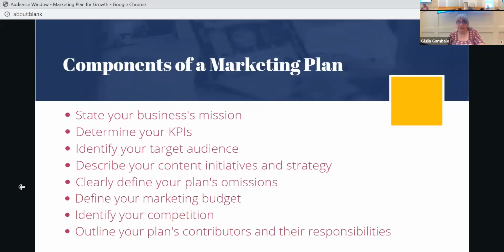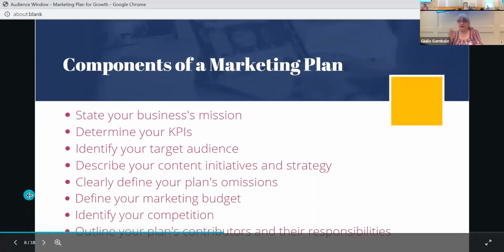Identify your competition and then outline your plan's contributors and their responsibility. Again, super huge. A lot of times when people start their businesses they're solopreneurs, which I was for about 5 or 6 years, and now I have more partners and contractors and vendors. But even so, whoever is contributing to your marketing, and remember way back when we were talking about people, that means staff, right? If you have a brick and mortar store and somebody at the register, or an in-store salesperson, or an office where you're providing services and somebody at the front desk, at the reception, these are contributors as much as the marketing agency or a marketing person is.